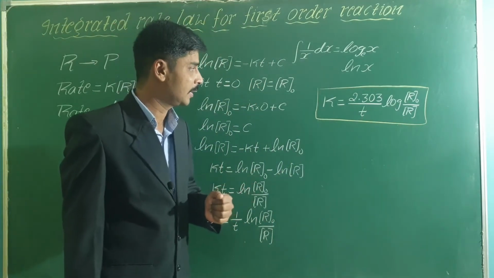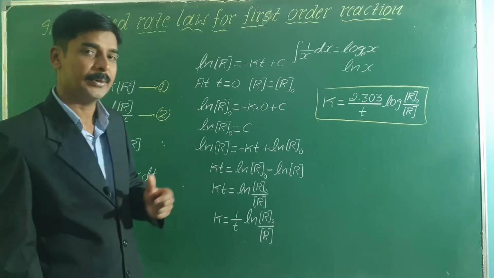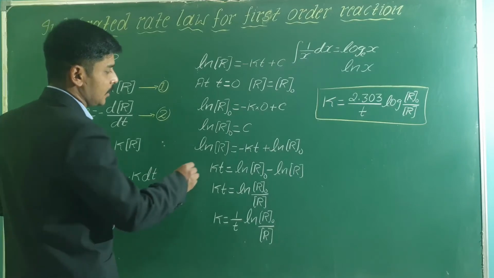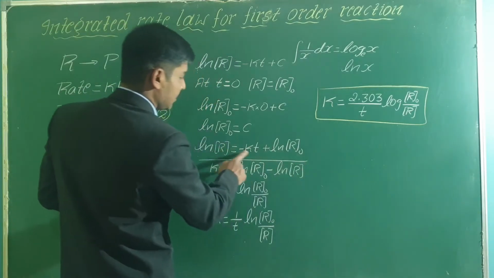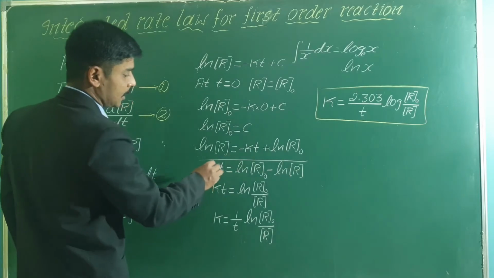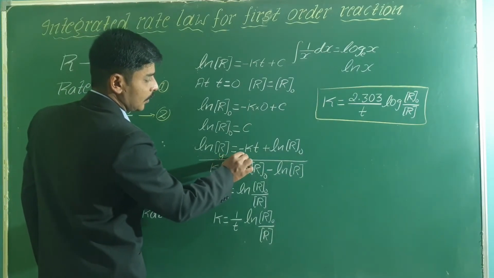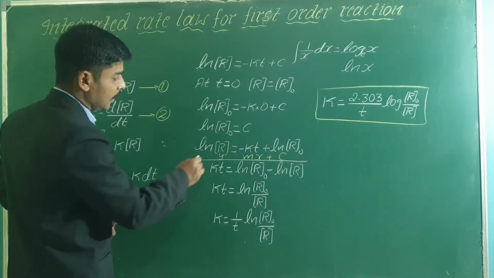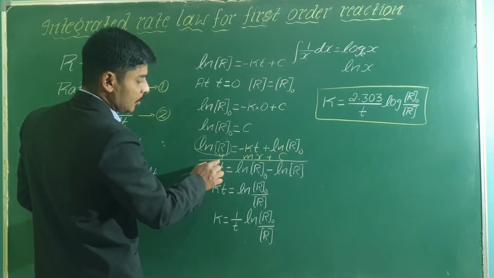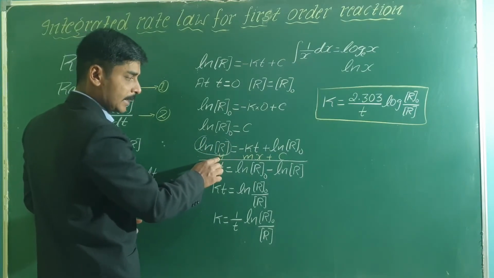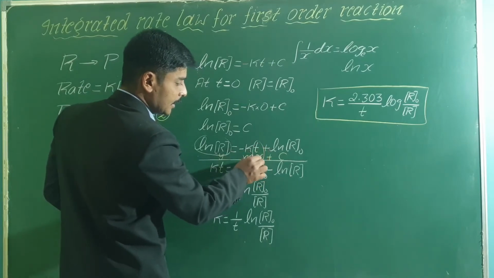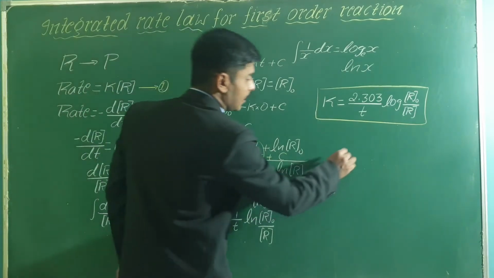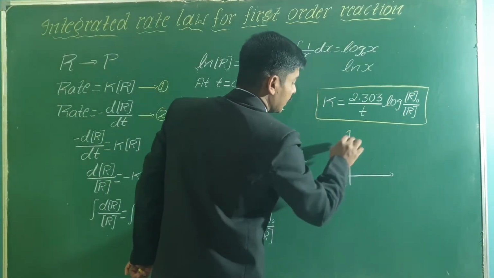Now let us draw a few graphs related to the first order reactions. First, let us start with this expression. Look at this expression. This expression is of the form y is equal to mx plus c. Here ln r is y, so you have to plot ln r along the y axis, and here t is x, so along the x axis you must take time.